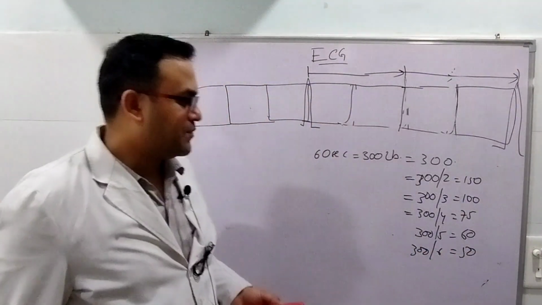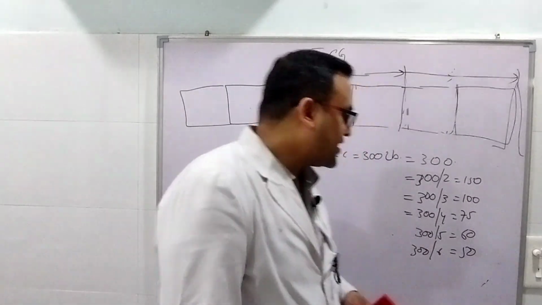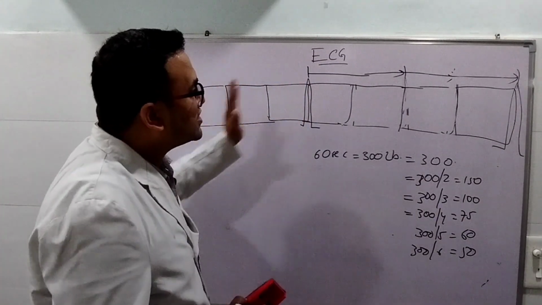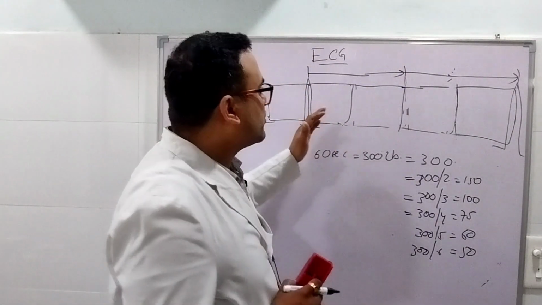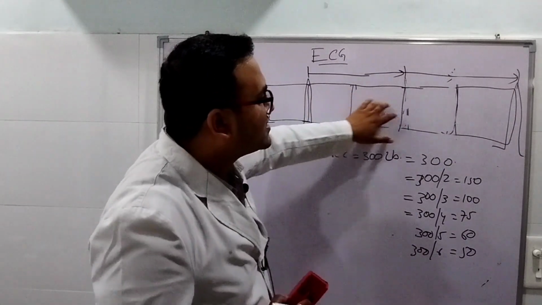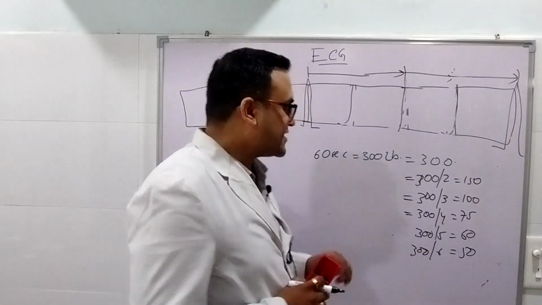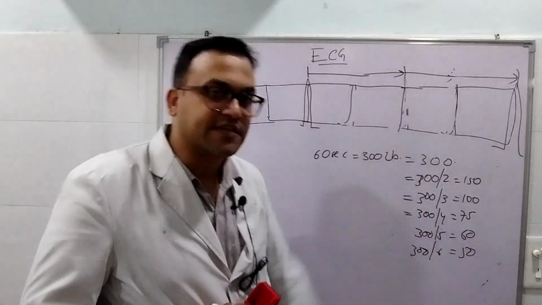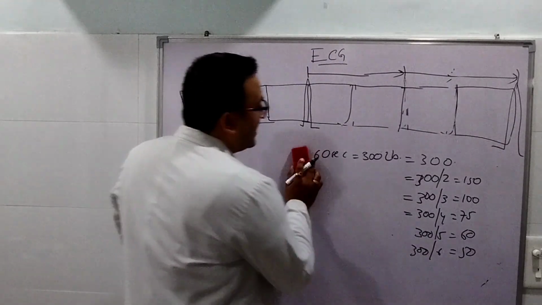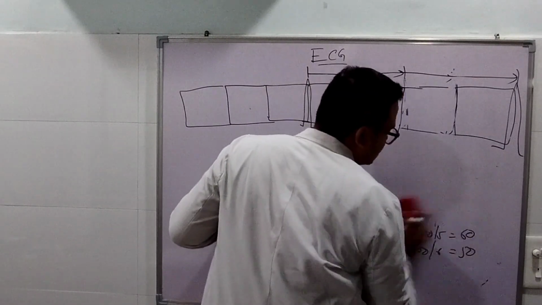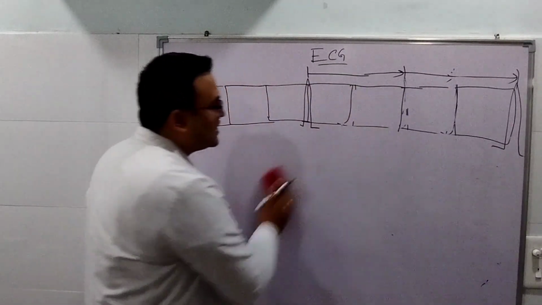So that is how you can calculate the heart rate just by looking at the ECG, just by looking at how many large boxes there are between two QRS complexes, if the heart rate is regular. If the heart rate is irregular, there is an irregular rhythm.